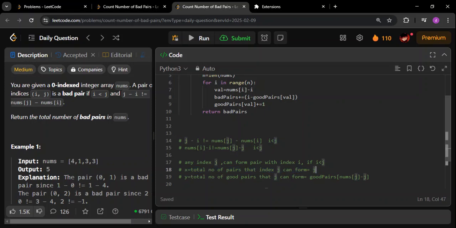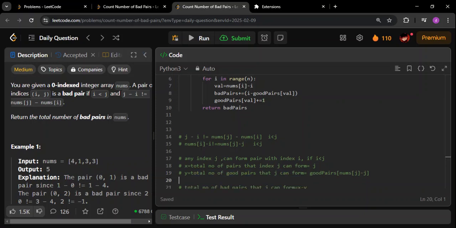Now, can you quickly tell us what the total number of good pairs that j can form will be? It's very simple. The total number of good pairs will depend on how many indexes which are less than j are getting the same value, which is the same as that of the current index j. As simple as that.